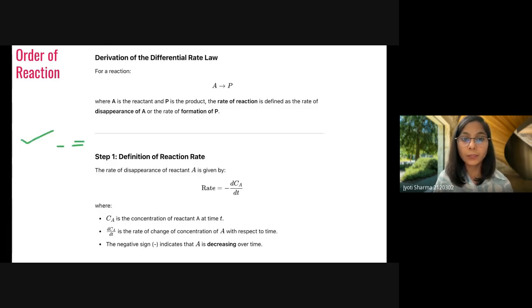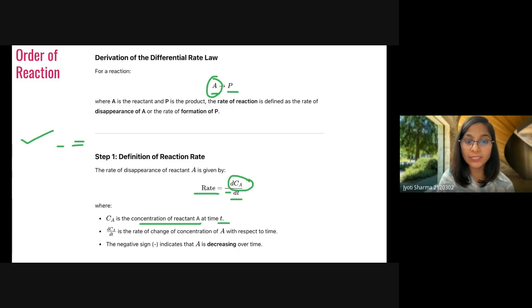For example, we have a reactant, and this reactant is changing into the product. As we have already discussed, the rate is nothing but the change in concentration of the reactant with time. We know that the concentration of A will decrease over time, and that's why we have the minus sign. So the change of the concentration of your reactant per unit time gives the rate. Ca is the concentration of reactant A at time t.